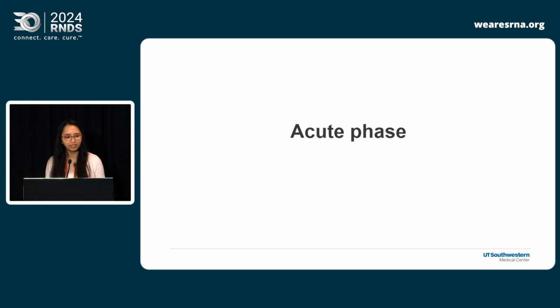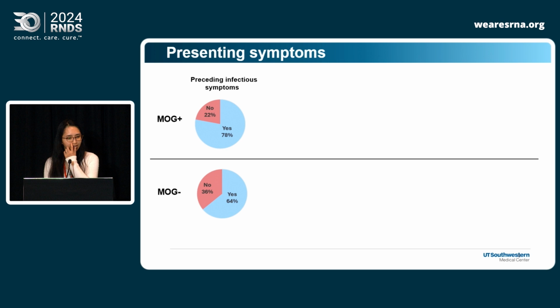Now, looking into the acute phase, at the clinical and paraclinical features between the two groups, starting with the presenting symptoms, the clinical symptoms they came in with. Commonly, ADEM can be referred to as a post-infectious encephalitis, meaning there was a preceding viral infection or infectious trigger in a lot of the patients. You can see here in both cohorts, the majority of them had some preceding infectious symptoms, maybe slightly more in the MOG-positive group than the MOG-negative.